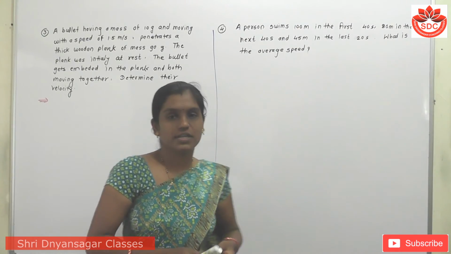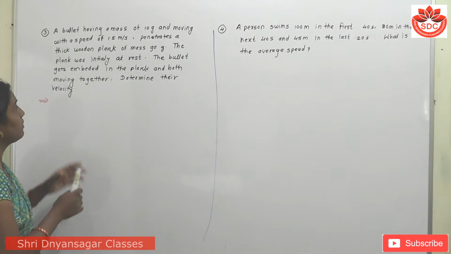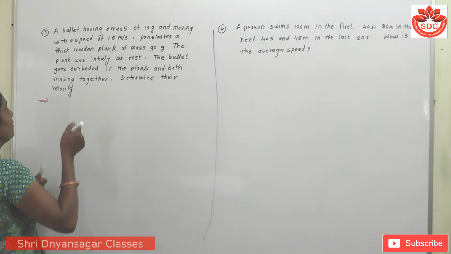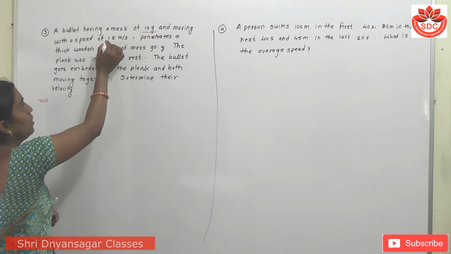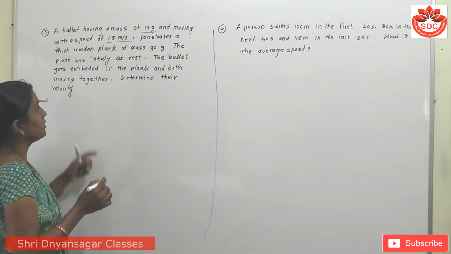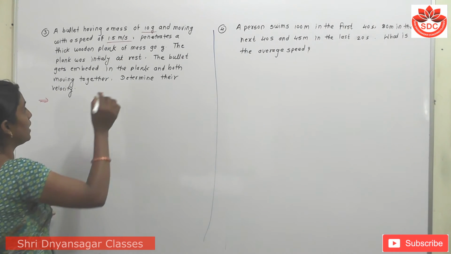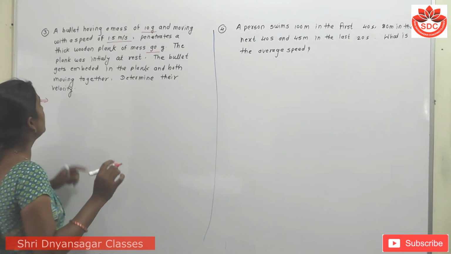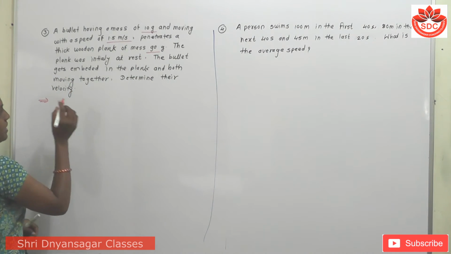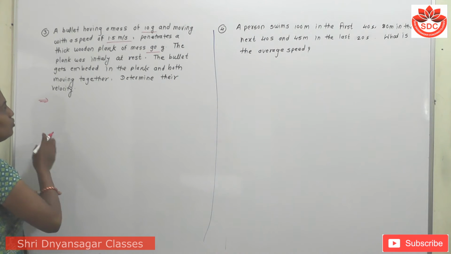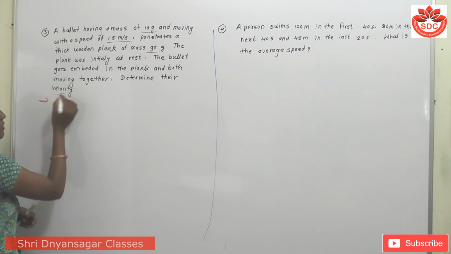The next question: a bullet having a mass of 10 gram and moving with a speed of 1.5 meters per second penetrates a thick wooden plank of mass 90 gram, and the plank was initially at rest. So the bullet gets embedded in the plank and both move together. Determine their velocity.